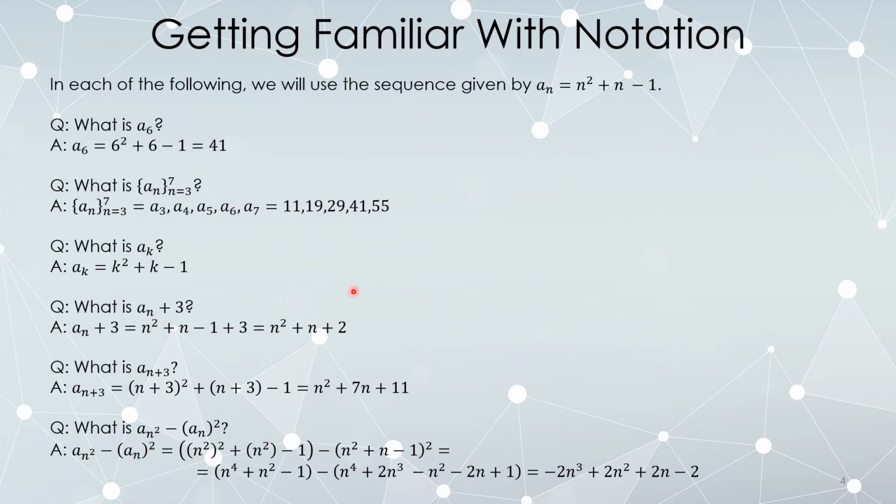Our verbal language for these things really falls short compared to our written notation. So always rely on things like parentheses to clarify. Was this squaring applying just to the index or to all of a sub n? So parentheses help. And this written notation is much clearer than just trying to speak it out loud.